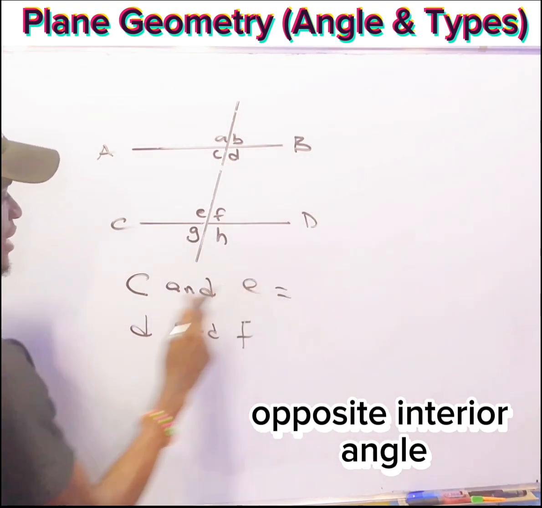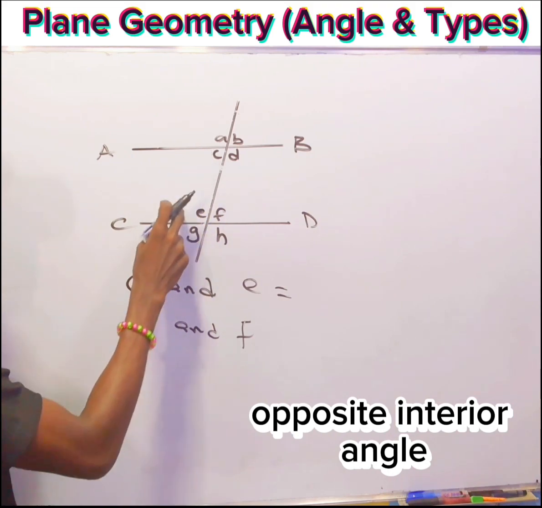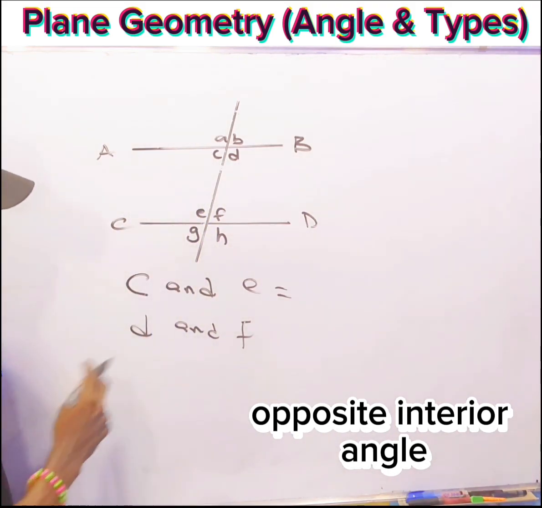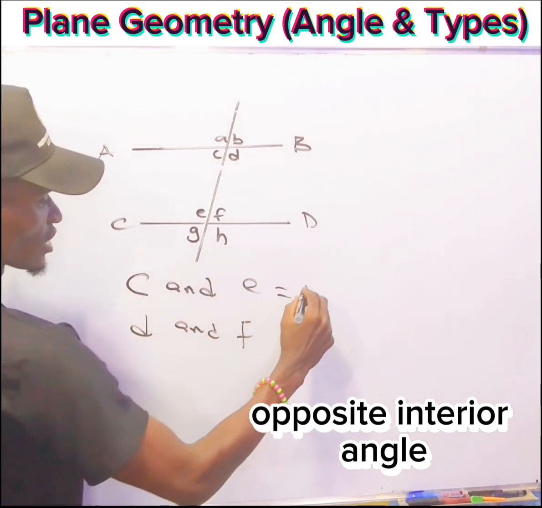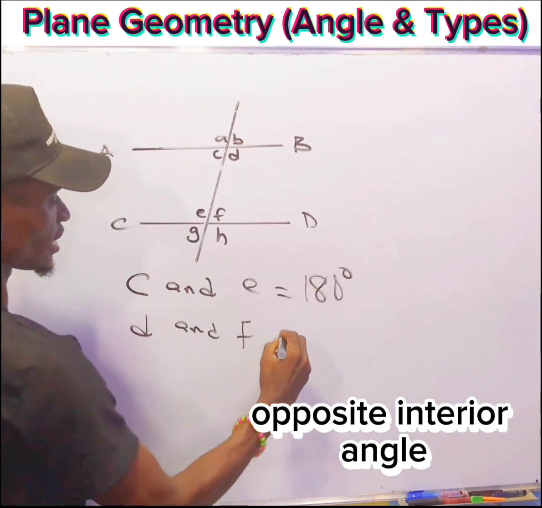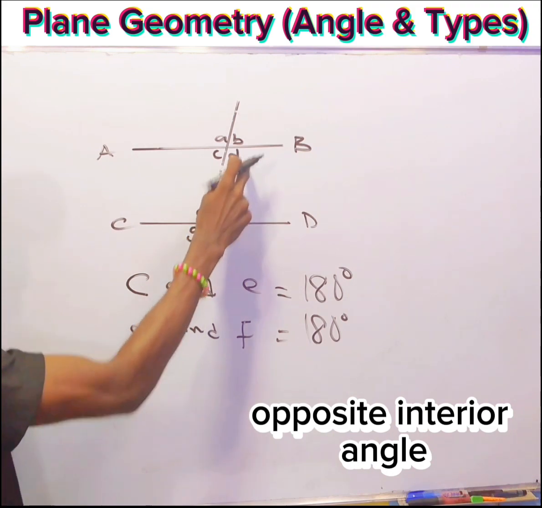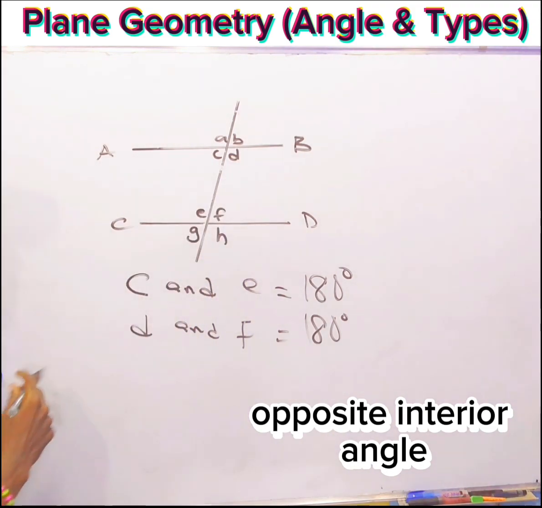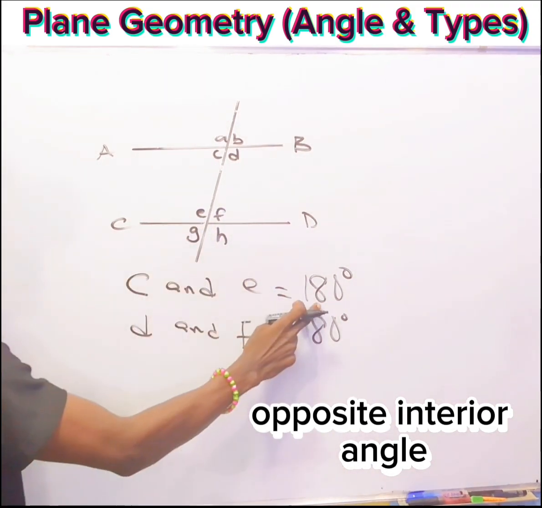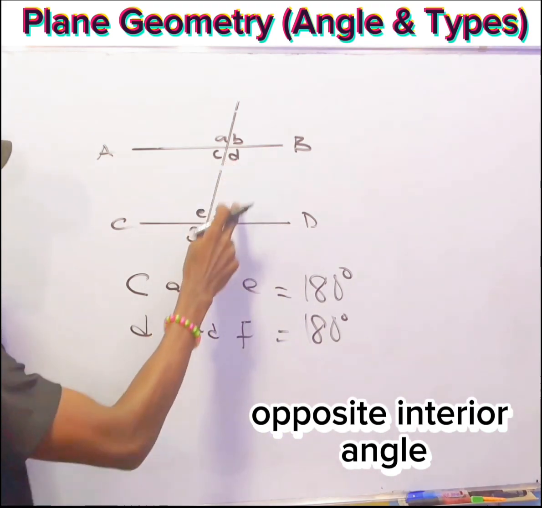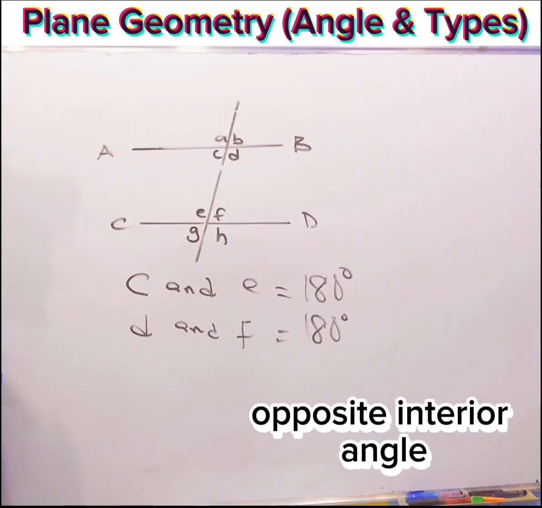Now this rule says the opposite interior angles are supplementary, which is they sum up to give us what? They sum up to give us 180 degrees. The opposite interior angles are supplementary, which is C plus E is equal to 180, D plus F is also equal to 180 degrees.